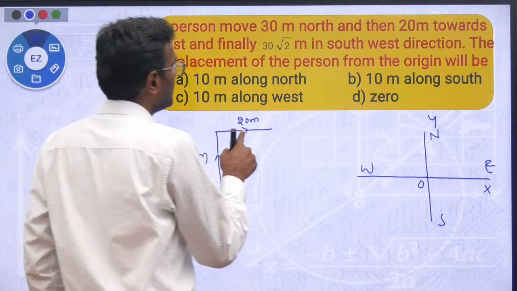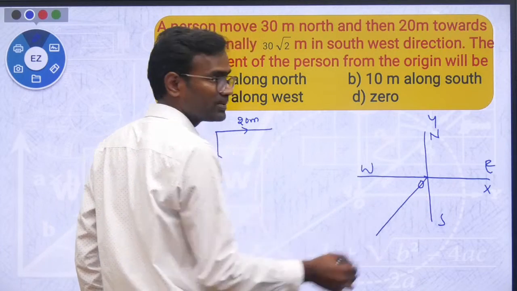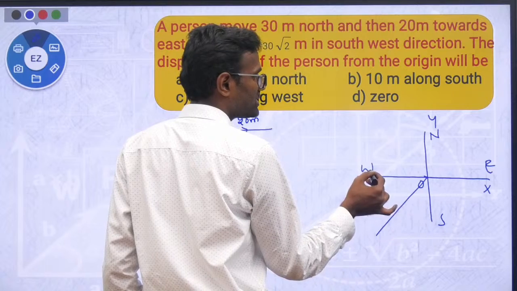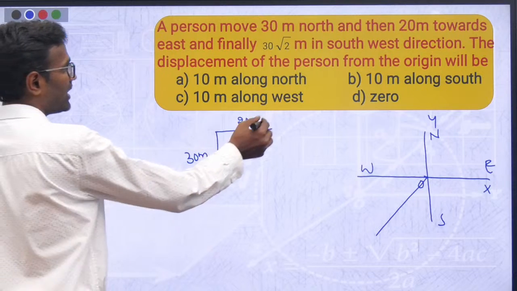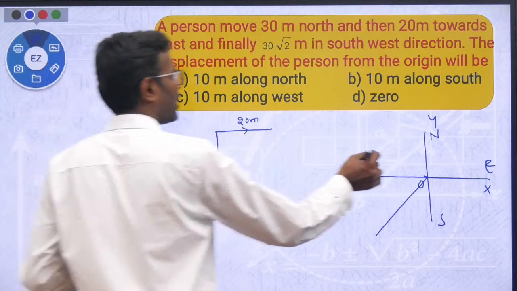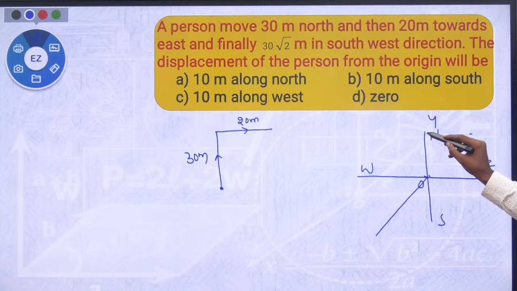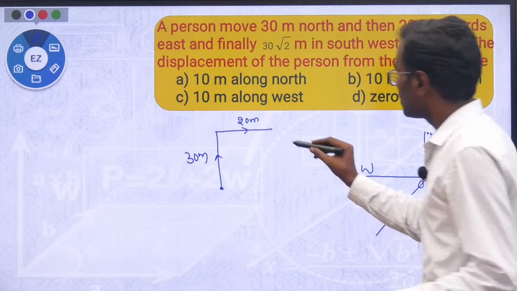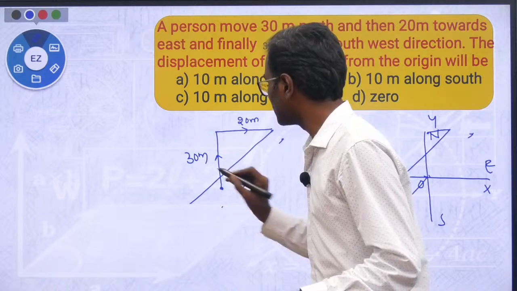Now he starts moving in the southwest direction. Southwest direction means, see, this is the southwest direction, right? This is northeast, northwest, southwest, southeast. Now in which direction does he travel? From here, he was here, this is the origin point, this is the 30 meters, this is the 20 meters, now which direction is he moving? Southwest direction, so like this, he is moving like this.